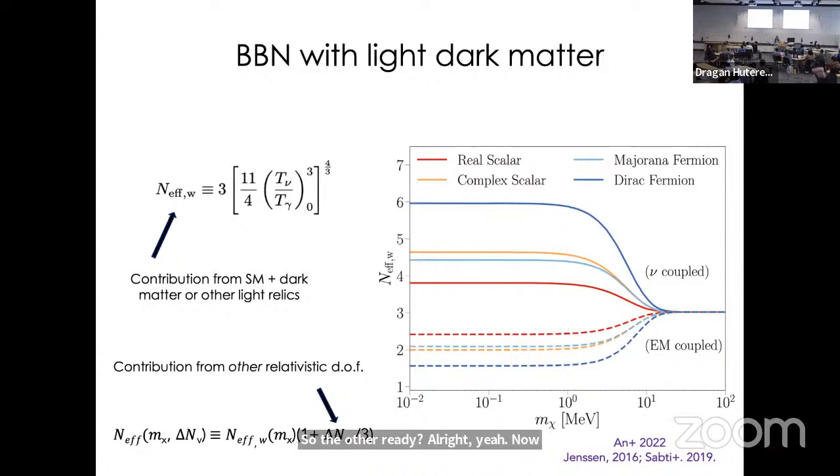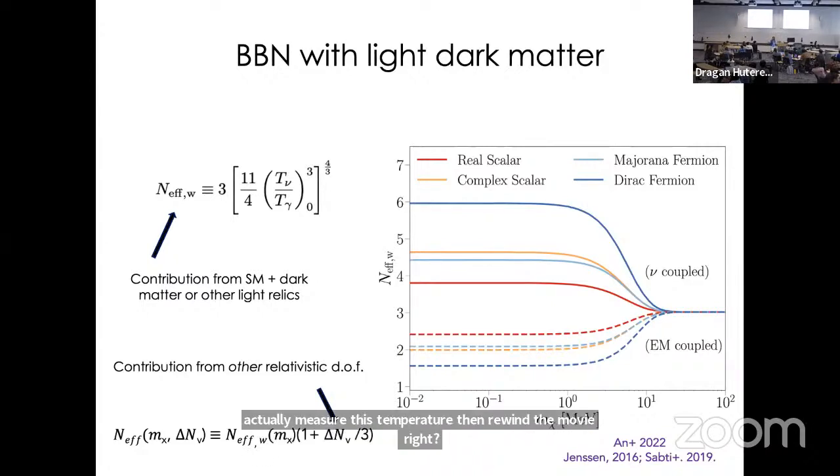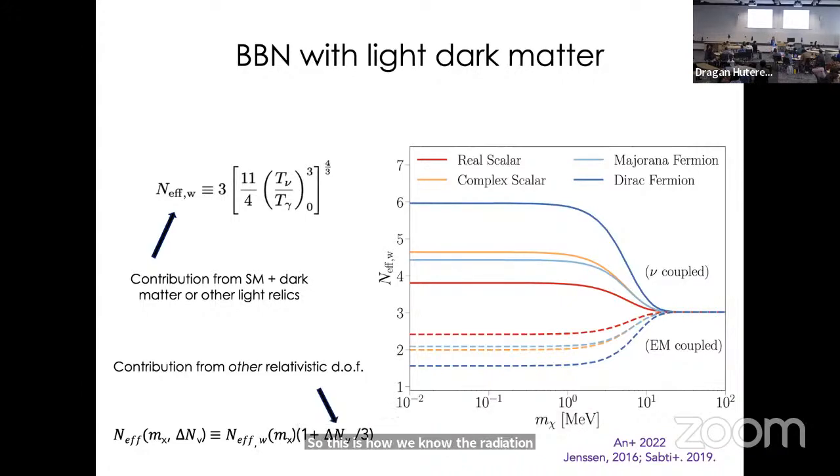Now, T gamma today, that's something we can measure. We can stick a thermometer into the CMB. We've measured the temperature of the CMB to high precision. We had no idea before we measured it how much radiation is there in the universe. So we couldn't tell how much radiation there was at BBN or how fast the universe would be expanding at that point in time unless we actually measure this temperature and then rewind the movie, right? So this is how we know the radiation content in photons in the universe throughout cosmic history.